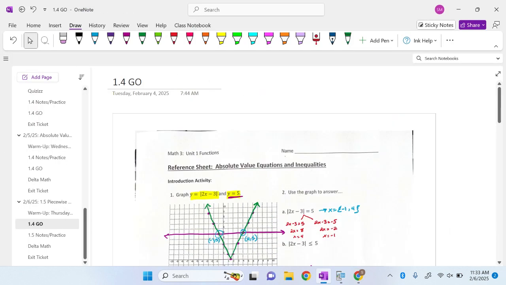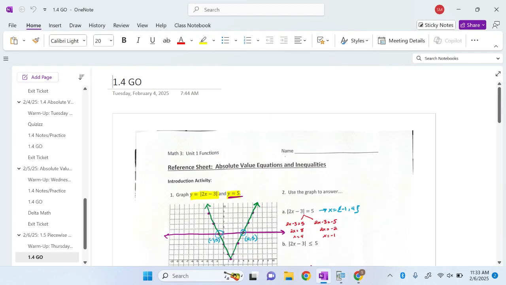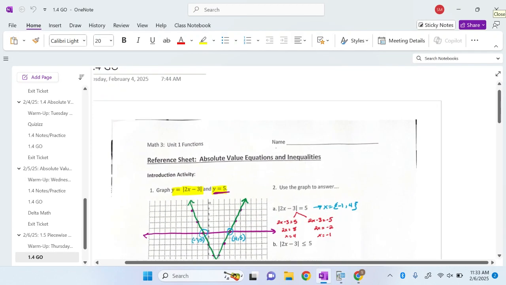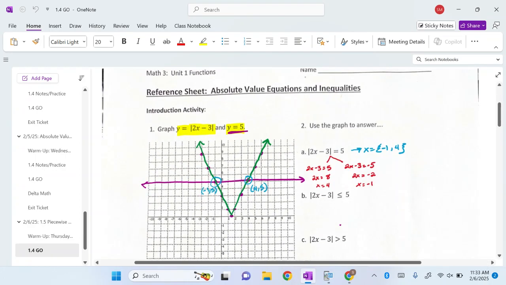So this is what you should have filled out right now. Sorry, guys. My OneNote's been wonky all day. All right, so this is what you guys should have right now. If you need to cut the light out, you can, because I know it's light. So you should have the equation side of things filled out.